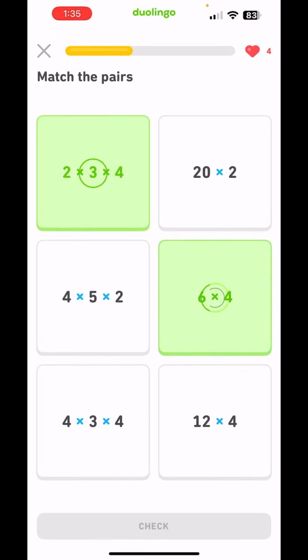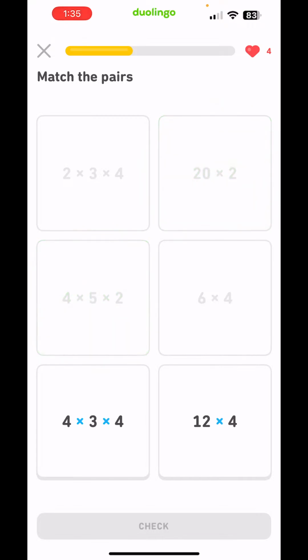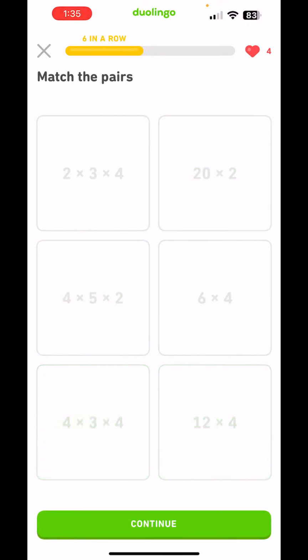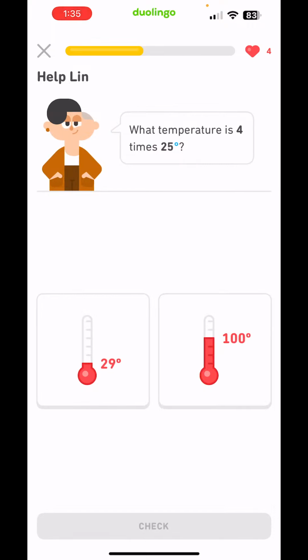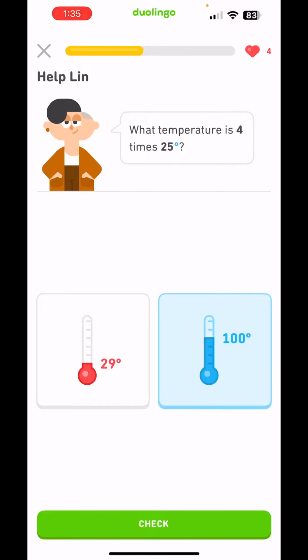6 times 4 right here. So we have 4 times 5 is 20 times 2. 4 times 3 is 12 times 4. What temperature is 4 times 25? So, like I said, just think of money. You have 4 quarters, that is $1. So 25 times 4 is 100. So the temperature would be 100 degrees, which is represented by this picture here.